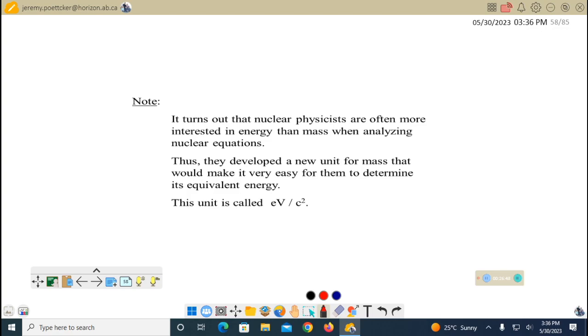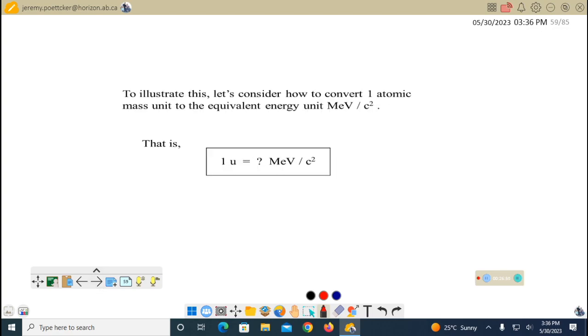We'll make it easy by making a new unit. Life goes on, we're going to learn how to use it. To illustrate this, let's consider how we're going to convert one atomic mass unit to the equivalent energy unit of mega electron volts per c squared. All right, so one atomic mass unit converted to this.